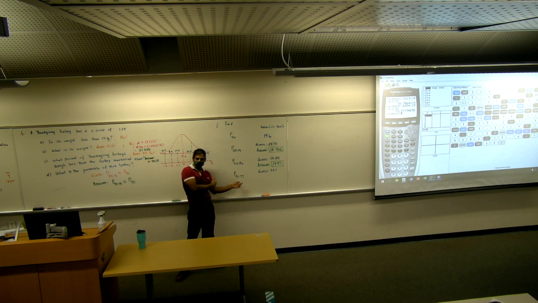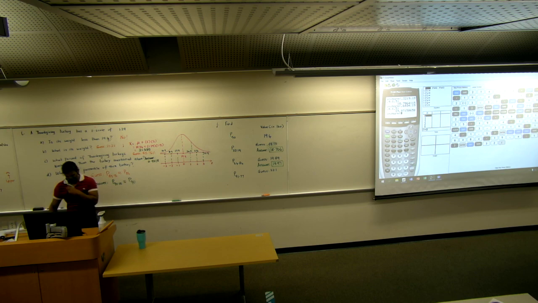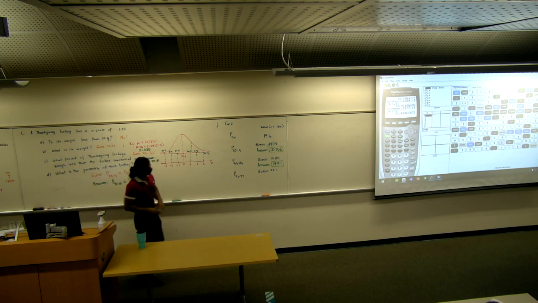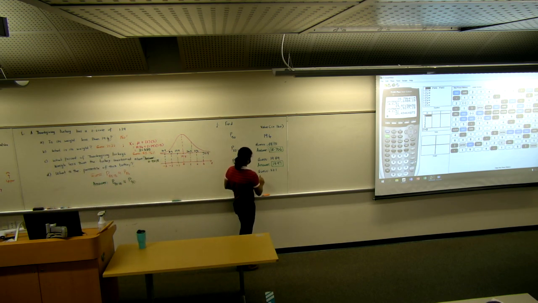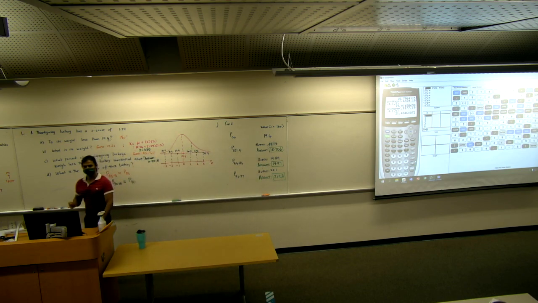91.77% lies below that turkey, which is the percentile 91.77 turkey. So 0.9177. The mean is 19.4. Standard deviation is 1.5. 21.48. That value was closer. Does that make sense?